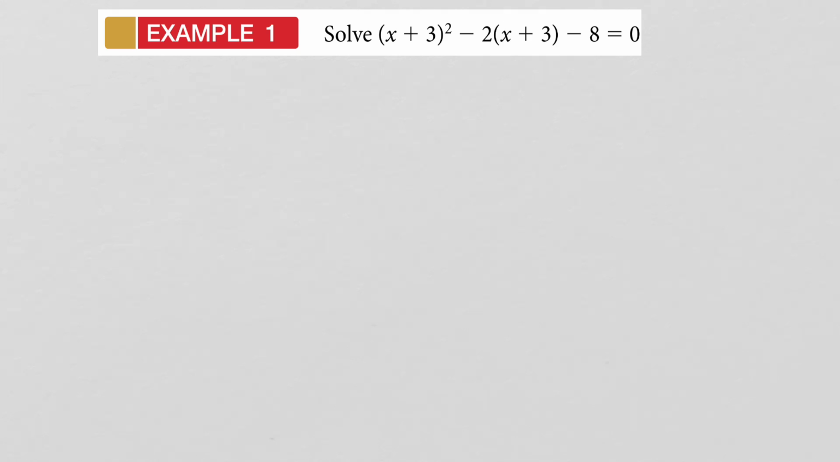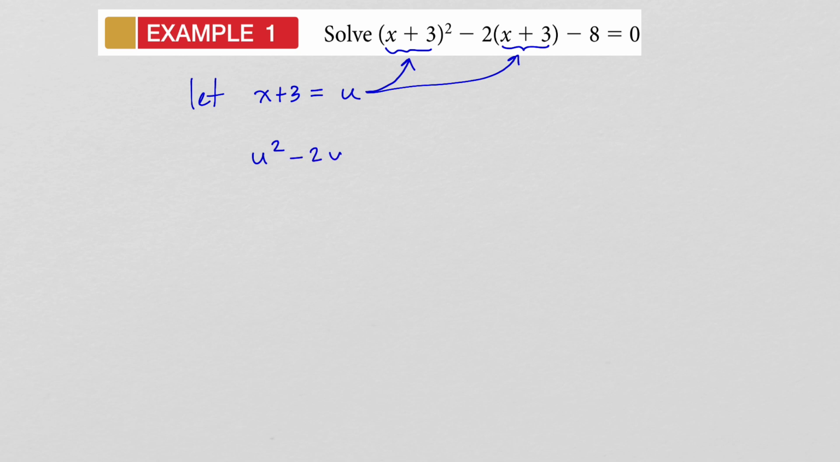Let's consider making a substitution. What if I said, let the expression x plus 3 be equal to some new variable? Let's call it u. Notice I'm doing this because x plus 3 appears twice in this equation. And if I replace x plus 3 with u, that equation becomes u squared minus 2u minus 8 equals 0. And this we know we can solve by factoring.